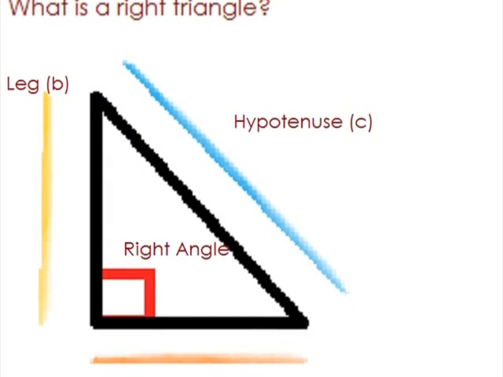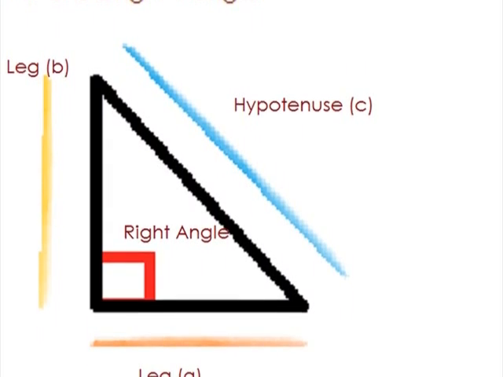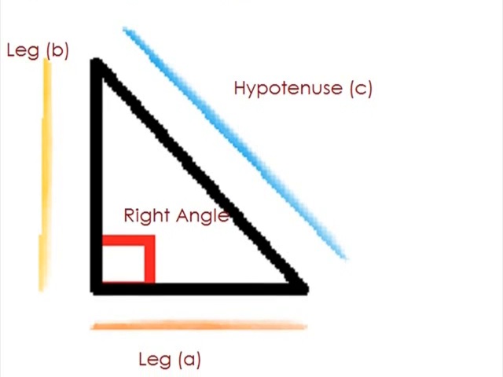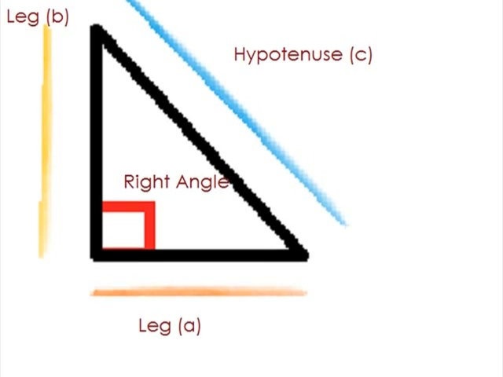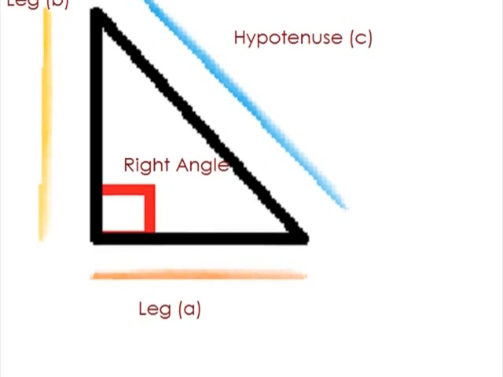What is a right triangle? It is a triangle that has a 90-degree angle. The two sides opposite to the non-90-degree angles are legs, and the side opposite to the 90-degree angle is the hypotenuse. The hypotenuse is always the longest side.